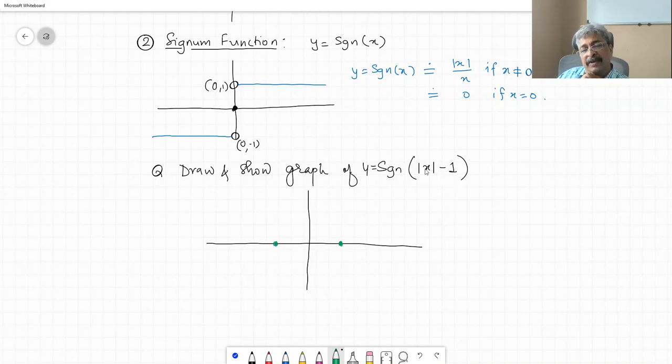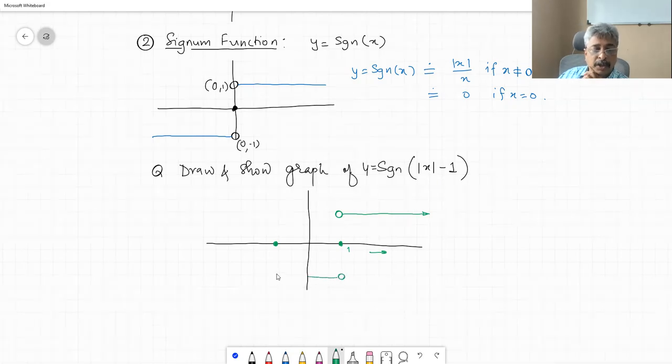If you put any value of x greater than 0, so we are talking about this, then this bracket is going to be positive and signum of positive number is 1. Here you have a hollow circle and all values are going to be this side. Very good. If you have value of x positive but between 0 to 1, then this bracket is going to be negative. Signum of negative number is -1. So from here to here, it will be -1.